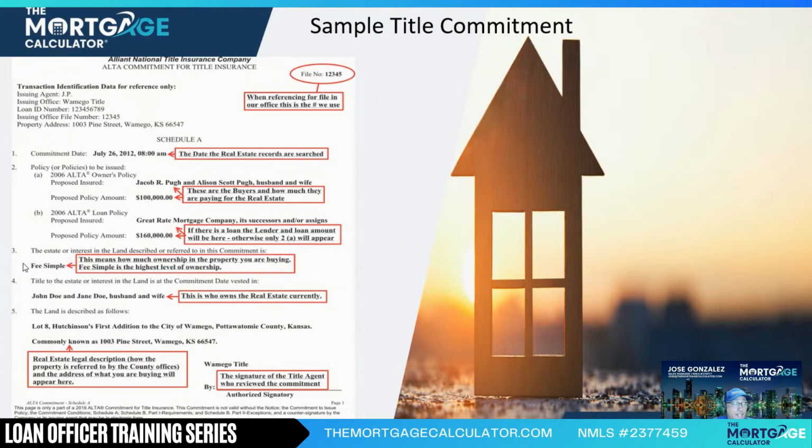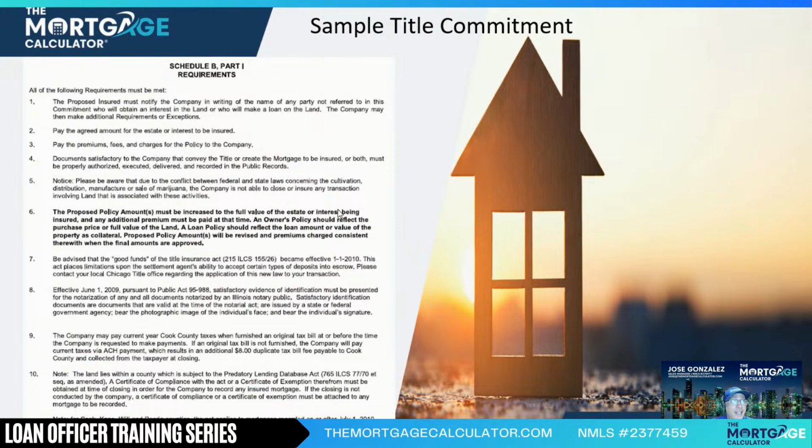Number 3 states how the estate is being conveyed. It's fee simple, right? Fee simple, highest level of ownership. Number 4 says who is currently on title, right? John and Jane Doe, husband and wife. And then number 5, the legal description of the parcel being conveyed along with the address, and then who signed the title commitment. If it's not signed, it's not an actual title commitment. So this is section A, which is the first section.